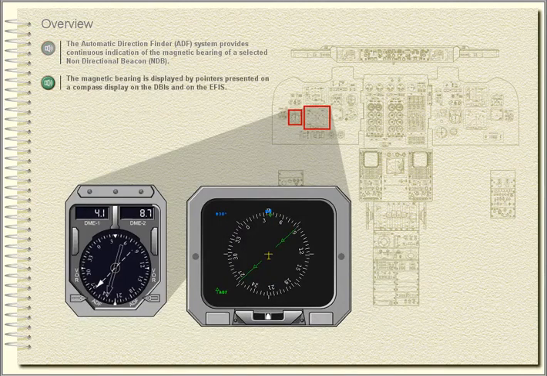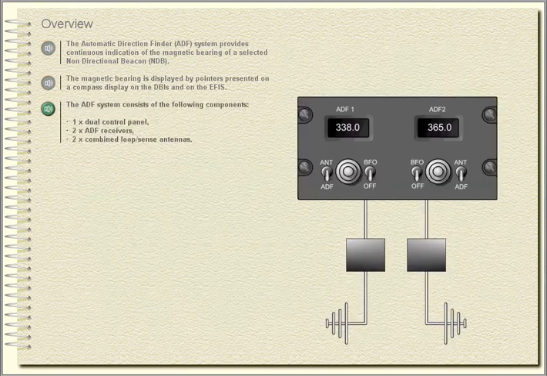Overview. The Automatic Direction Finder (ADF) system provides continuous indication of the magnetic bearing of a selected non-directional beacon, NDB. The magnetic bearing is displayed by pointers presented on a compass display on the DBIs and on the EFIS.